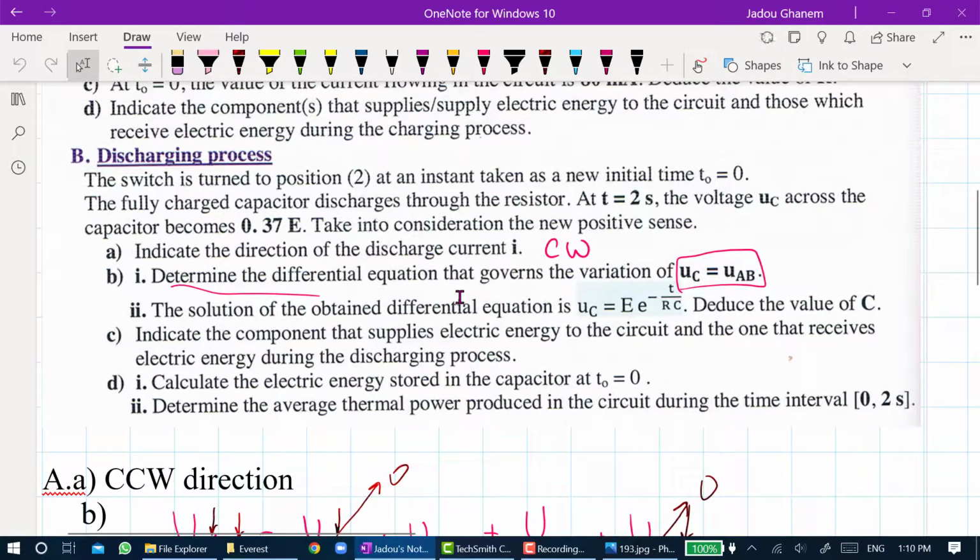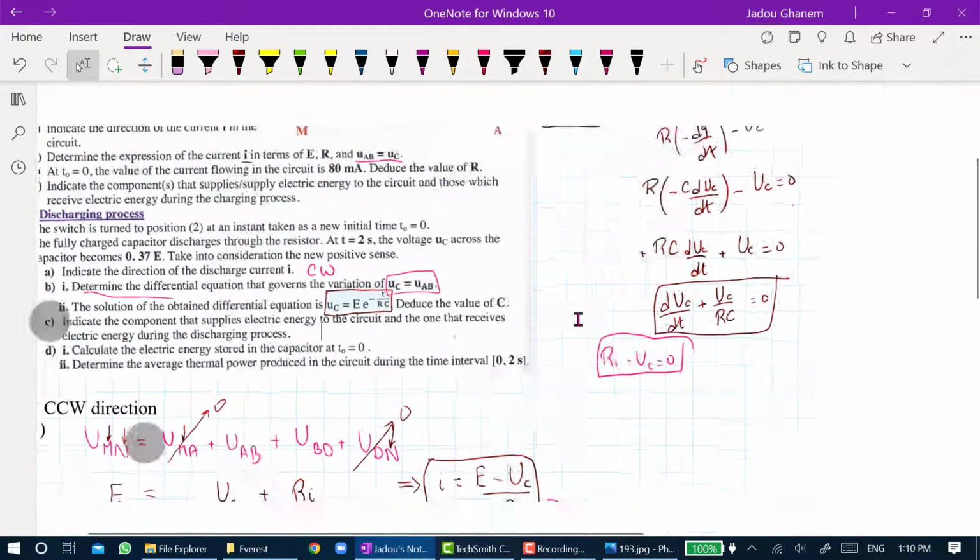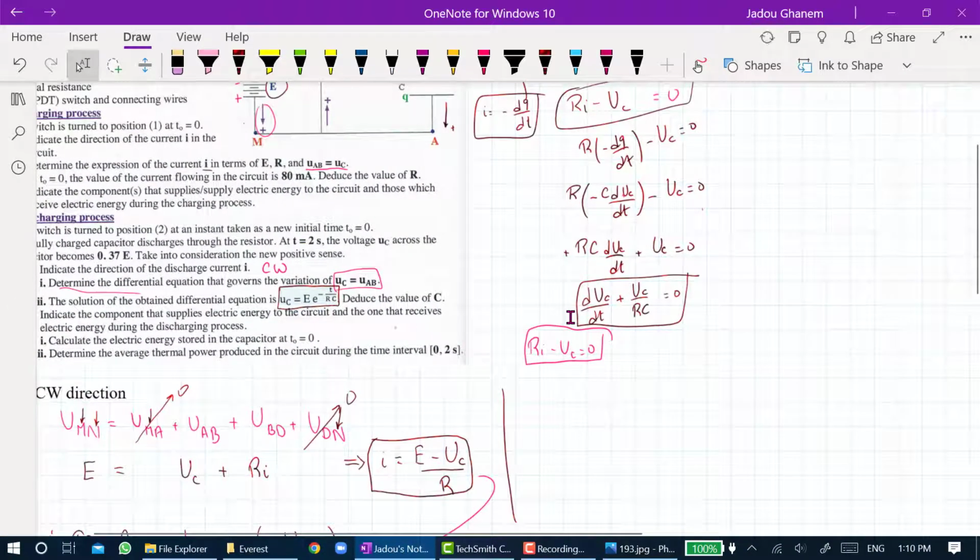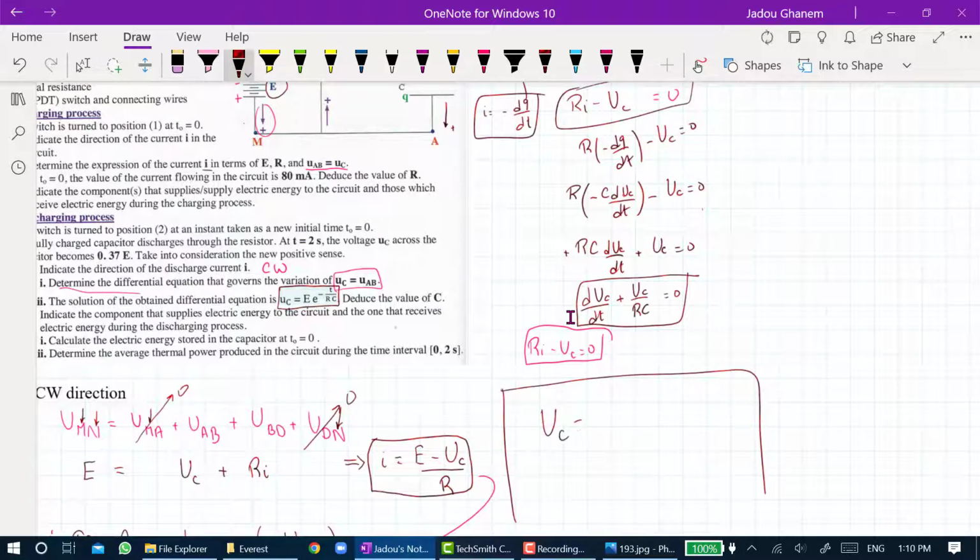For this equation, they said that the solution of the obtained differential equation is UC equals E into minus T over RC. Deduce the value of C. Simply, we can just substitute the values for UC, and we can substitute the value of E to find the unknown, which is C. So let me write first of all the solution. So UC equals E multiplied by the exponential minus T over RC.